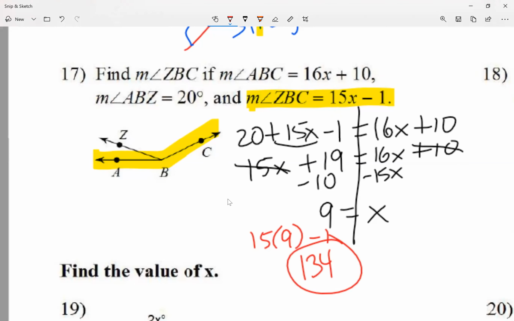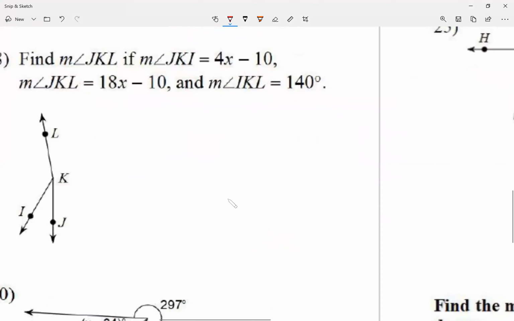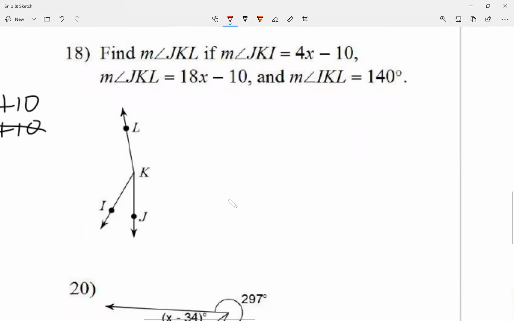Solve for x and then use it. The way I'm going to solve for x, I'm going to add two small angles to make a big angle. I got to set it as an equation, right? There's an equal sign somewhere in there. Let's take a look at question number 18.